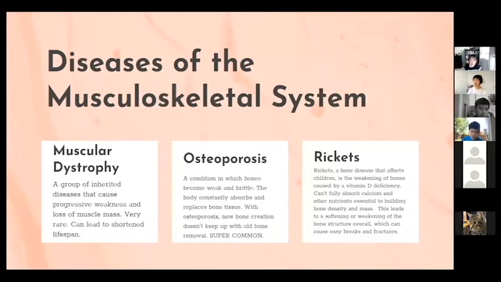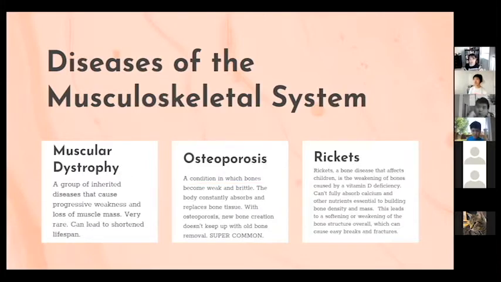And moving on, we have osteoporosis. Osteoporosis is a condition in which bones become weak and brittle. The body constantly absorbs and replaces bone tissue. With osteoporosis, however, new bone creation doesn't keep up with old bone removal. And now this one, unlike muscular dystrophy, is very, very common.